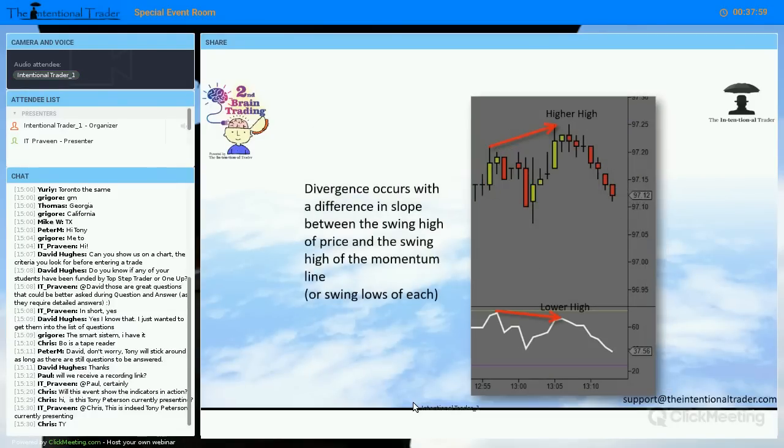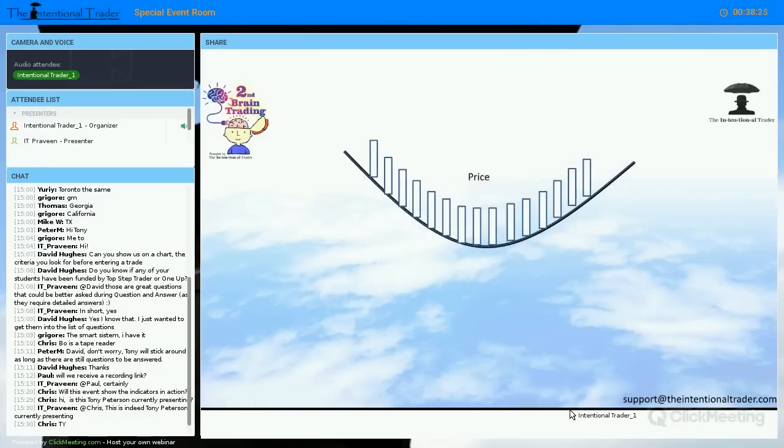Okay, so divergence occurs when there's a difference in the slope between the swing high of price and the swing high of momentum. Notice this one's higher, this one's lower. That's divergence. All right, so I'm going to simplify this a little bit very quickly.